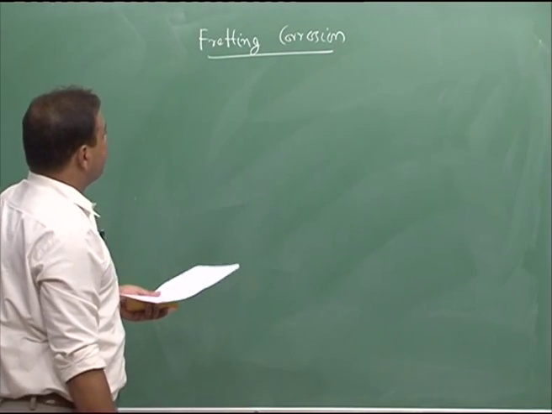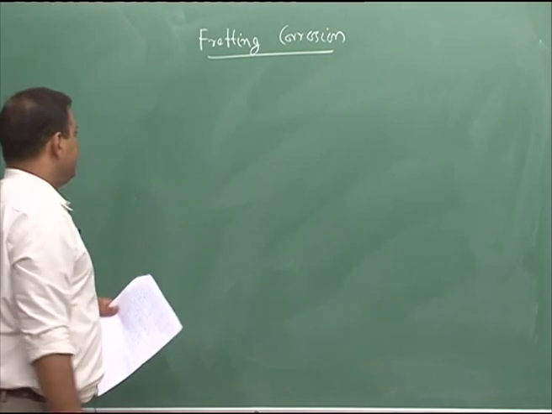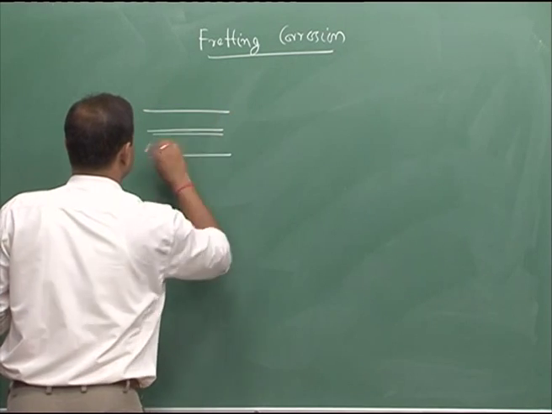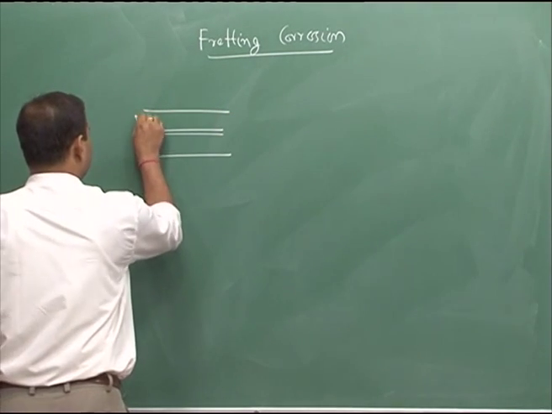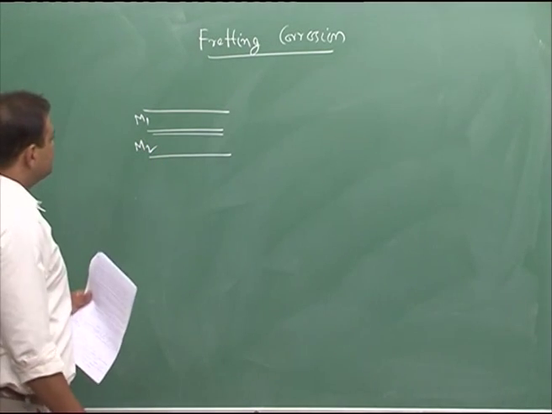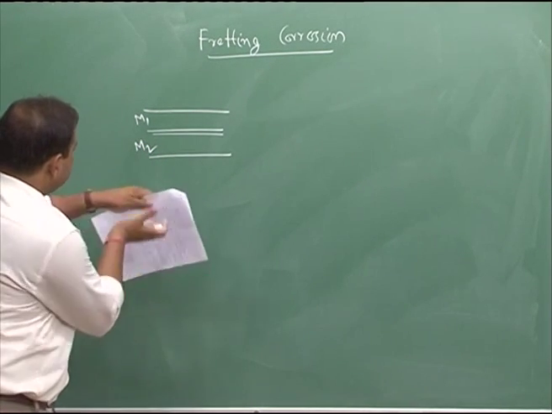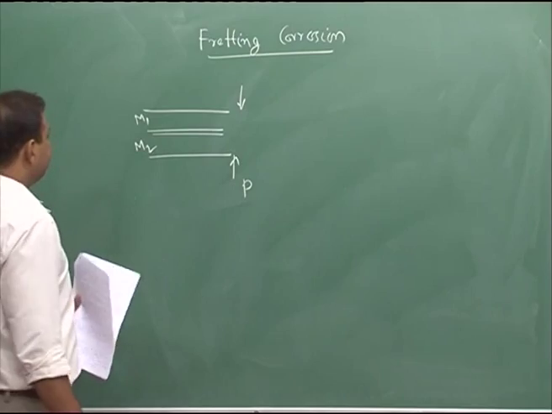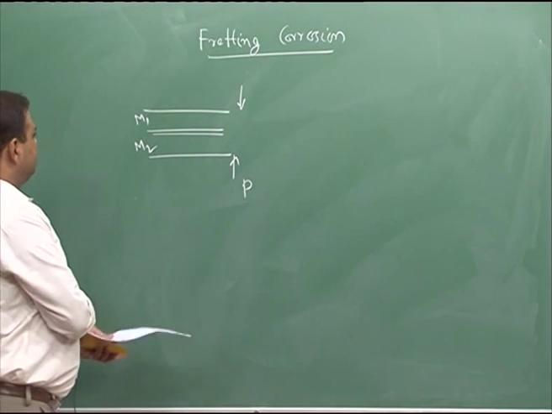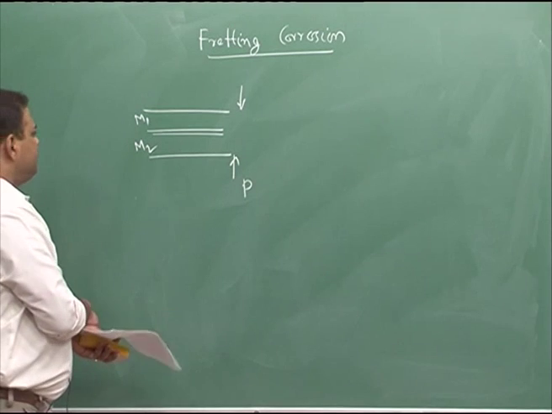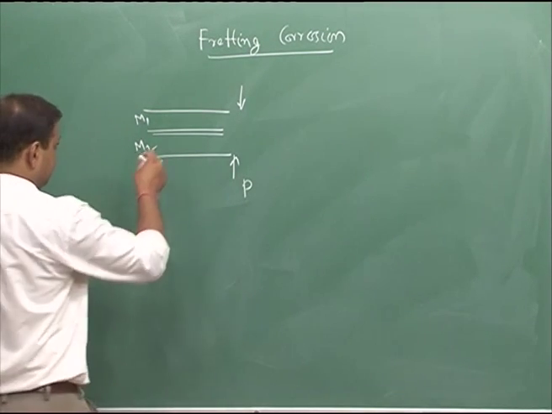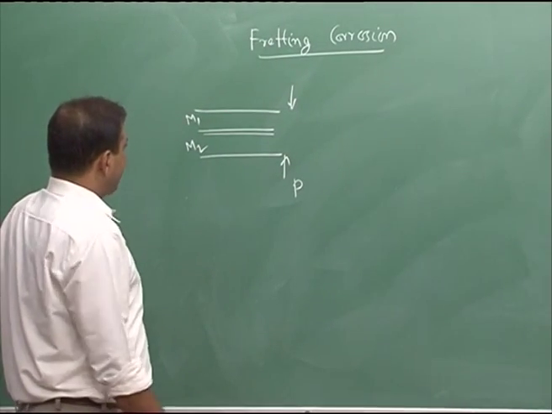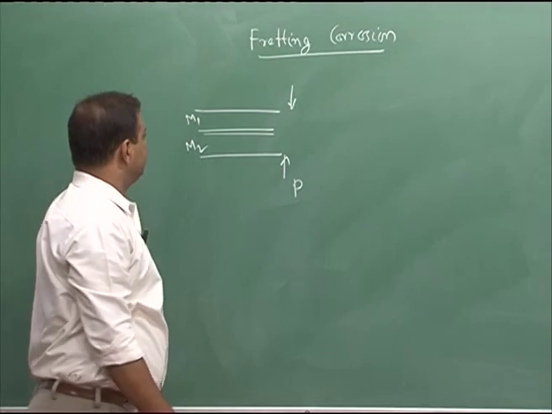Fretting corrosion is another example of erosion corrosion. Here, if you have two metal surfaces, this is metal 1 and this is metal 2, and those two metal surfaces are in contact and under pressure. These two metals may be the same material or different materials, that does not matter.